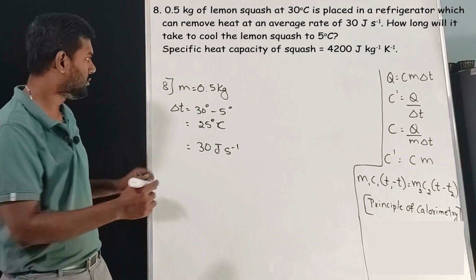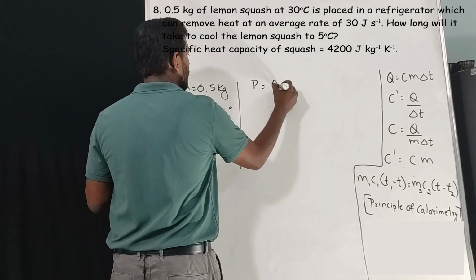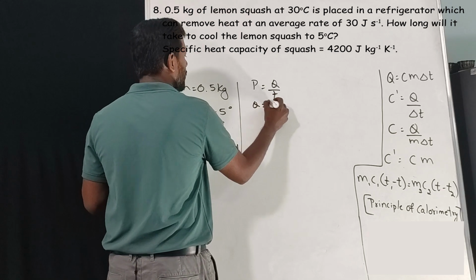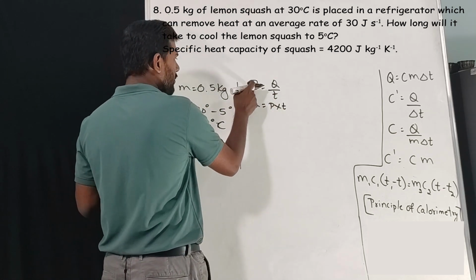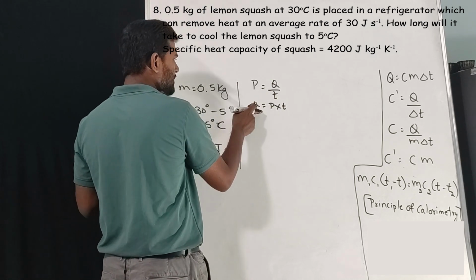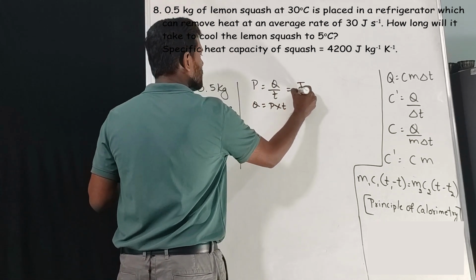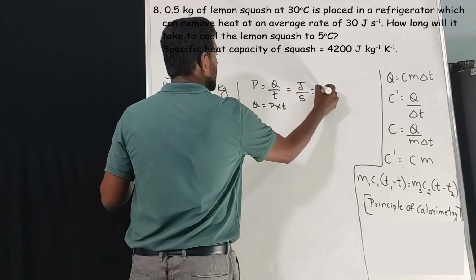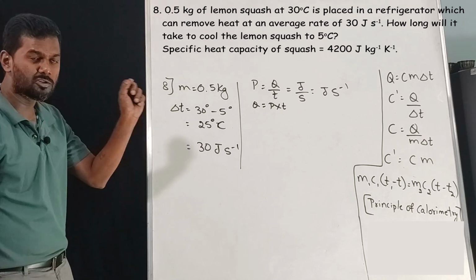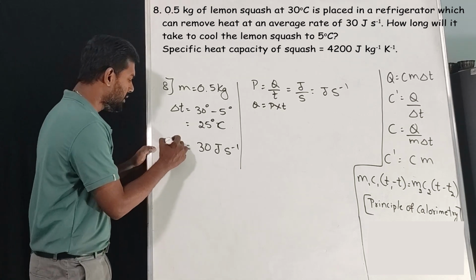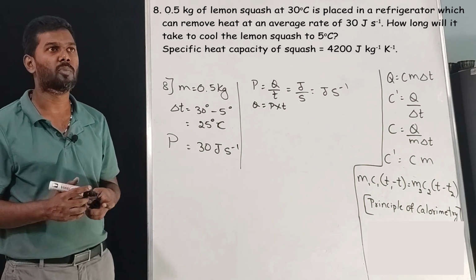What is power? Power is equal to Q by T, correct? Q is equal to P into T. That is what we have learnt in a few previous questions. So power is equal to Q by T, you just move this time to this side. What is the unit of Q? That is joules. What is the unit of time? That is seconds. That is nothing but joules per second. If joules per second is given, that is nothing but power is given. This you should know. This is very much important.